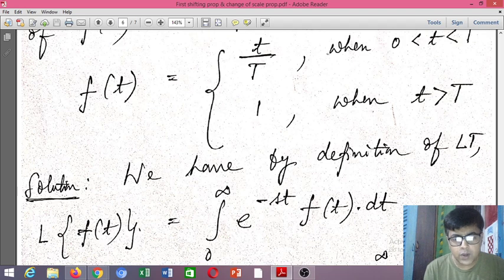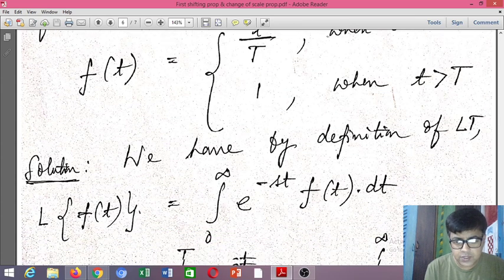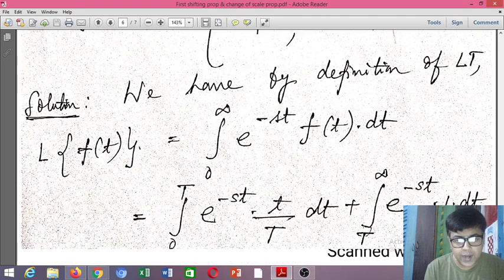Now you very well know the interval 0 to infinity, as per the function definition, will be broken up into two sub-intervals, that is 0 to T and T to infinity, isn't it? Because in 0 to T the function is small t by capital T, and for t greater than T, that is from capital T to infinity, the function is a constant function which is equal to 1. So keeping that in mind and using the additive properties, we write this in that manner.